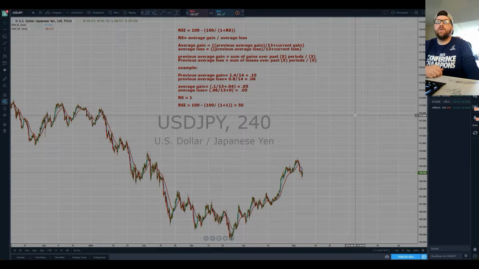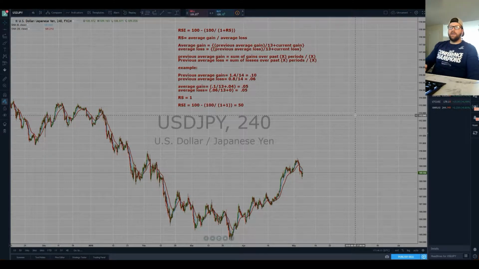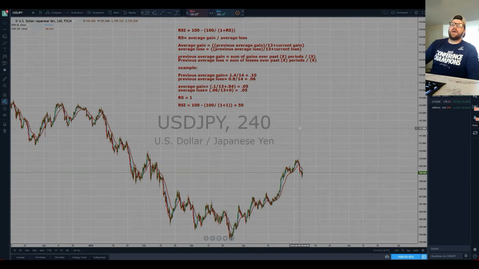Today's video we will be going over the Relative Strength Index, otherwise known as the RSI. We're going to go over how the RSI is calculated, what the RSI looks like, how you view it on your charts, and how you can utilize it in your trading. So, as you see on my screen, I've already got this typed out.